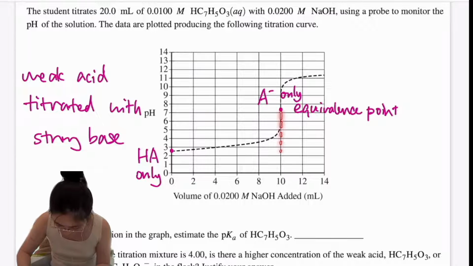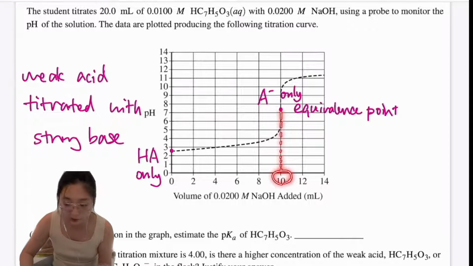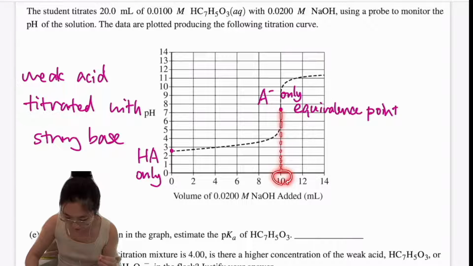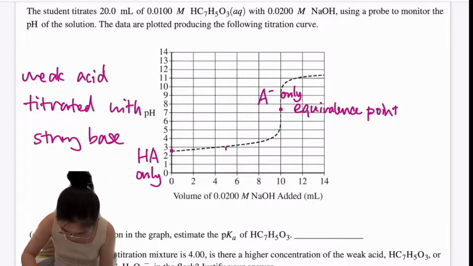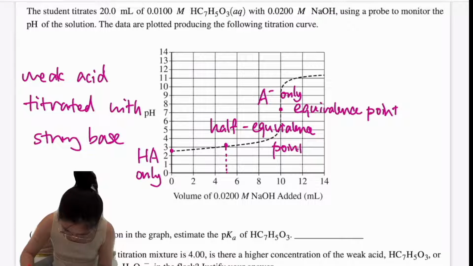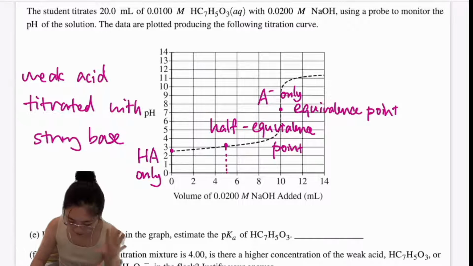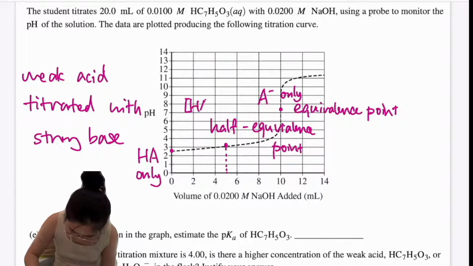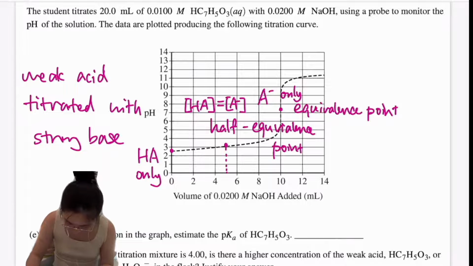For the equivalence point, the volume of the sodium hydroxide added is 10 milliliters. One half of that is 5, which means the half equivalence point occurs at 5 milliliters. At this half equivalence point, half of the solution is the weak acid HA, the other half is the conjugate base A minus. So the concentration of the weak acid is equal to the concentration of its conjugate base.